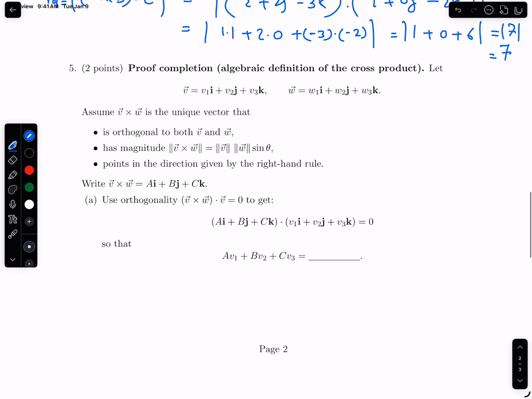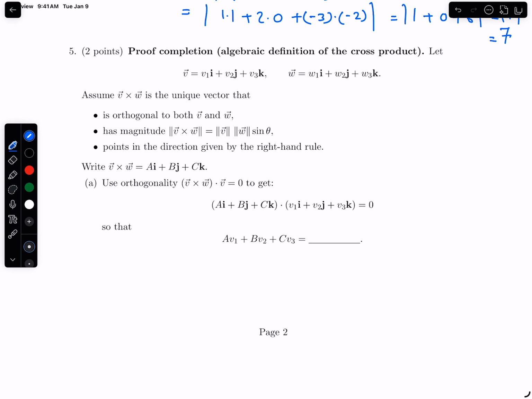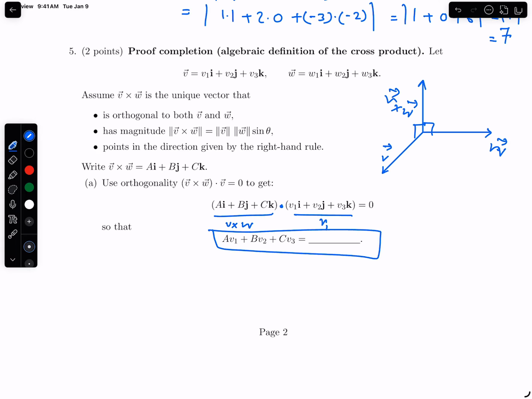The last question is like we are going to complete the proof of this algebraic definition of cross product. So the idea is if I have a vector V and I have a vector W, for example, so this is V, this is W, then this vector is the vector V cross W, and it is always perpendicular to both of these vectors. So like if this is vector V and this is vector coming from V cross W, then we know that if they are perpendicular, the dot product between these two should be 0. It means this quantity should be equal to 0.